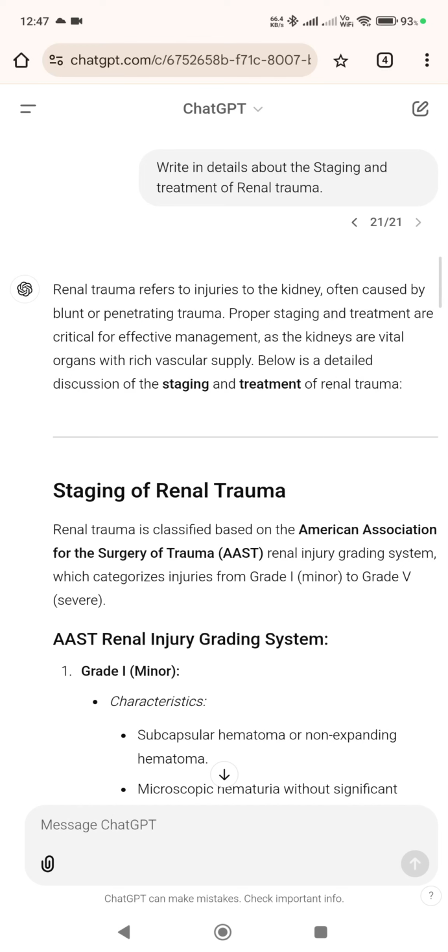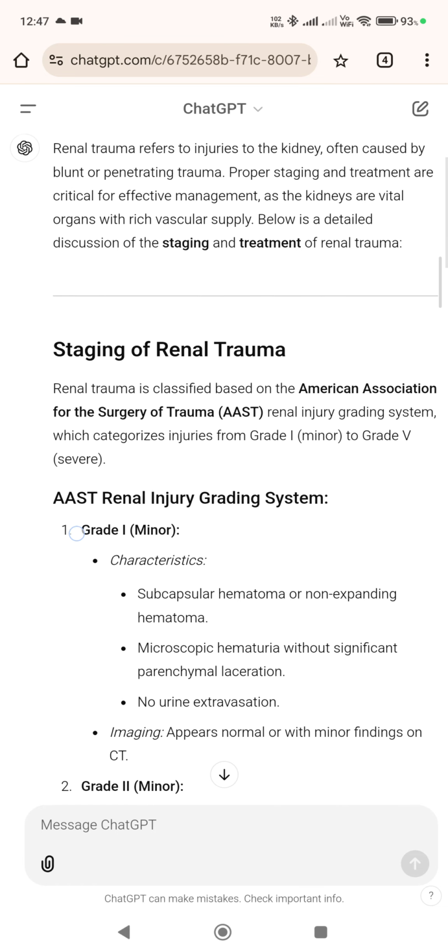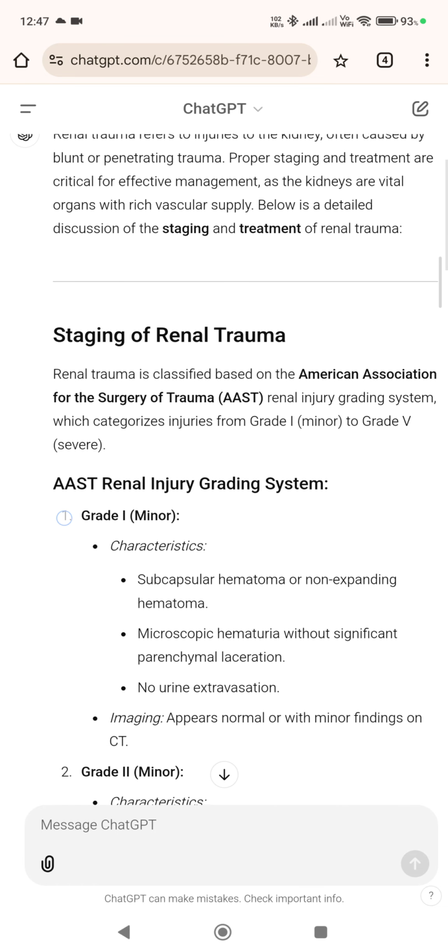Renal trauma refers to injuries to the kidney, often caused by blunt or penetrating trauma. Proper staging and treatment are critical for effective management, as the kidneys are vital organs with rich vascular supply. Below is a detailed discussion of the staging and treatment of renal trauma.